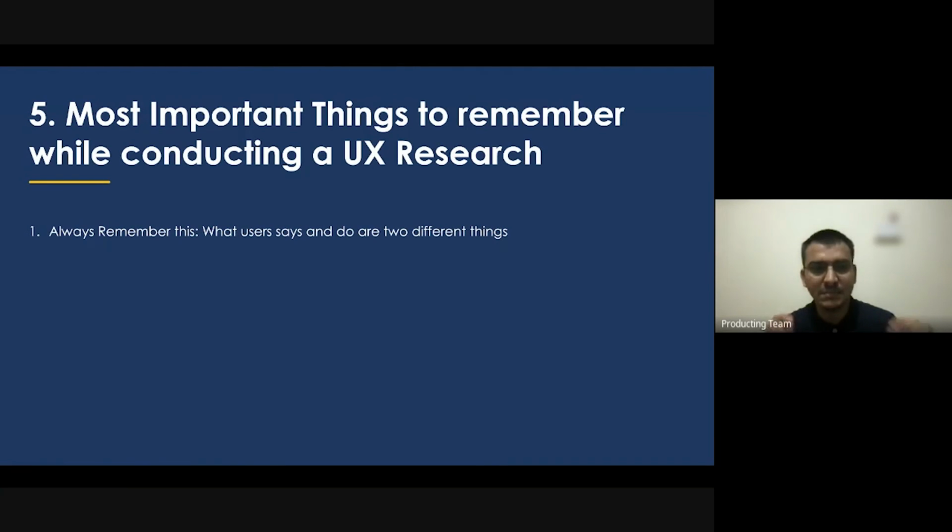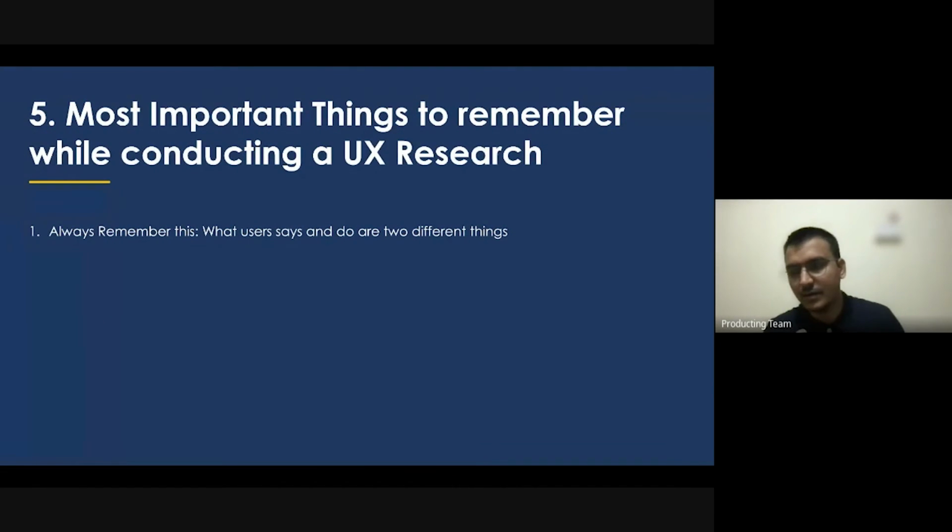So the first one is always remember this: what users say and what they do are two different things. Okay, very carefully understand this. If a user comes to you and says, I have this problem, I'm having these difficulties using your interface, it might not be exactly what they are referring to. It might be something else. Okay, because humans are generally bad at explaining things or telling their problem statements.